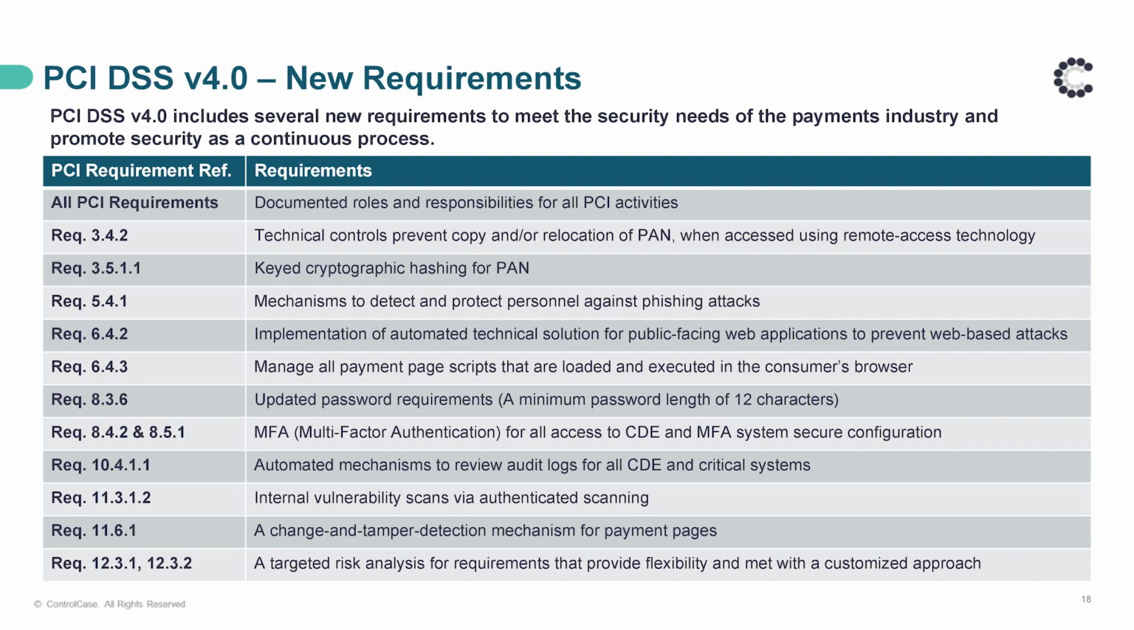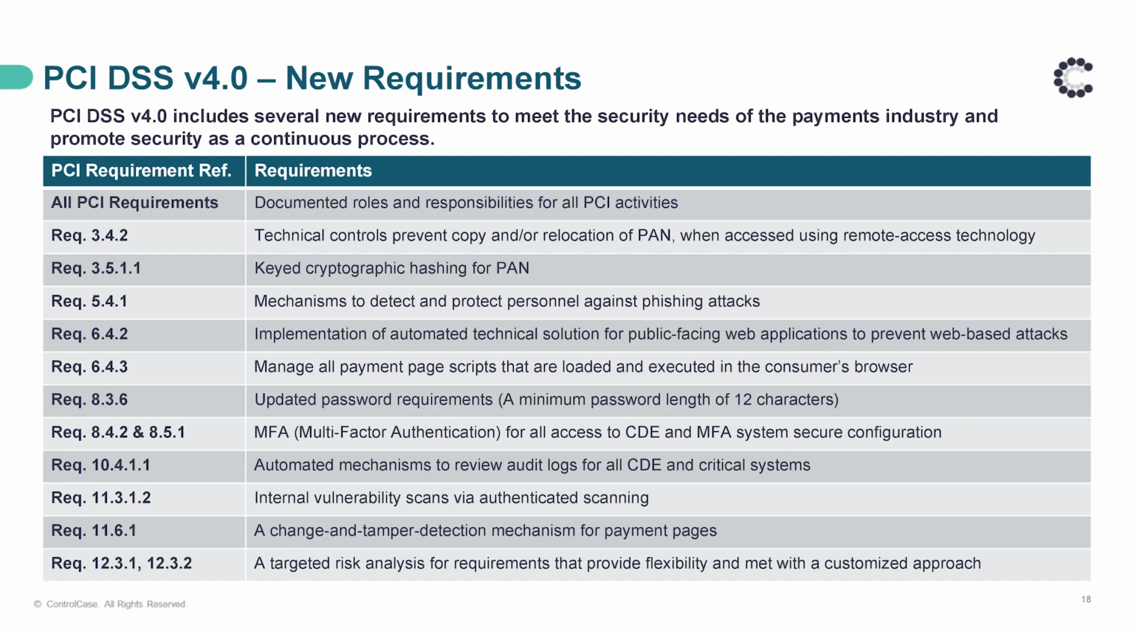Next is 5.4.1, mechanisms to detect and protect personnel against phishing attacks. As you know, cyber criminals are increasingly turning toward phishing attacks. So this new requirement is to address that threat. Next one, 6.4.2, implementation of an automated technical solution for public-facing web applications to prevent web-based attacks. If you know 3.2.1, this requirement was there, but it was an optional requirement under requirement 6, right?